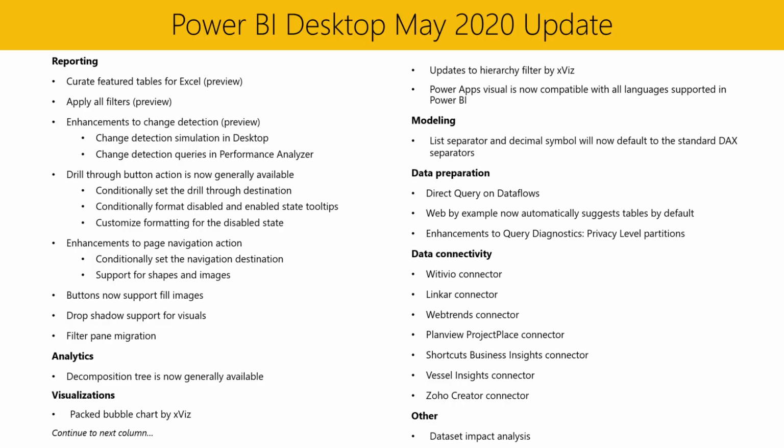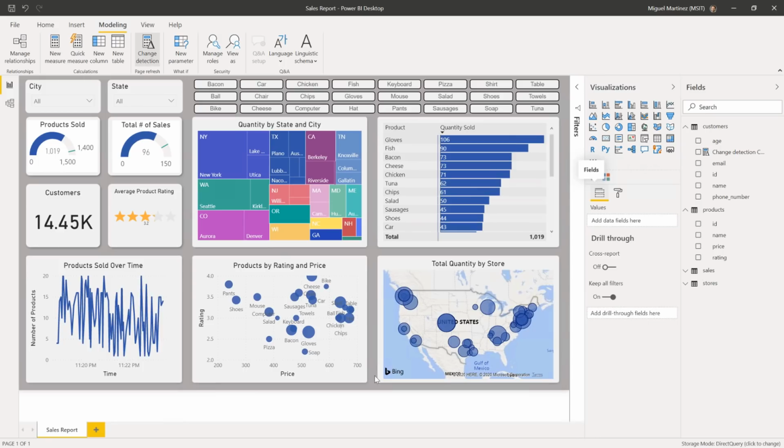Change detection can now be simulated in Desktop, and you can now track change detection queries in the Performance Analyzer. Let's have Miguel walk us through a demo of these updates. Now, let's take a look at the two new additions for change detection. If you remember, in the previous release, we enabled the capability for you to create a change detection measure that would poll your direct query source for changes and update the visuals on a page. The two new additions that we have this month are number one, a simulation, so you can see your visuals changing based on that change detection. And second, the ability to see the performance of the measure itself in the Performance Analyzer. So let's take a look.